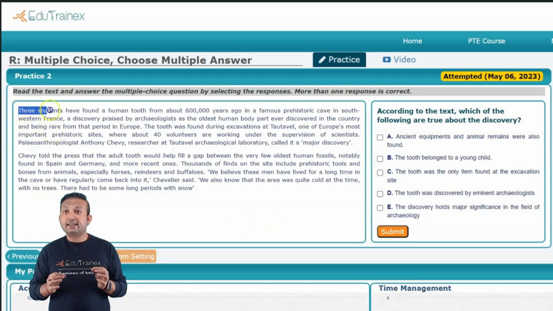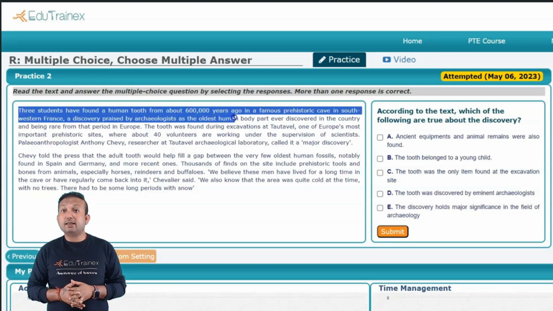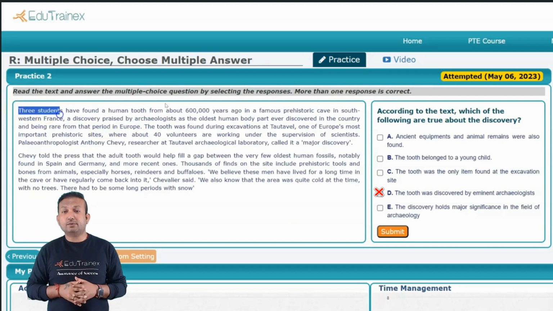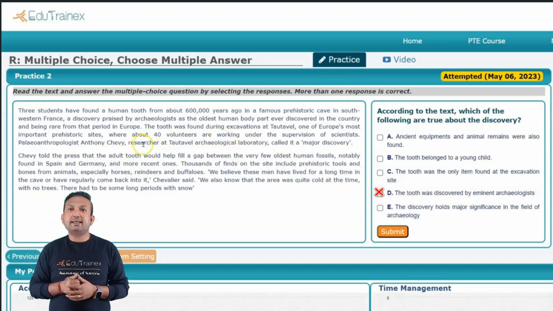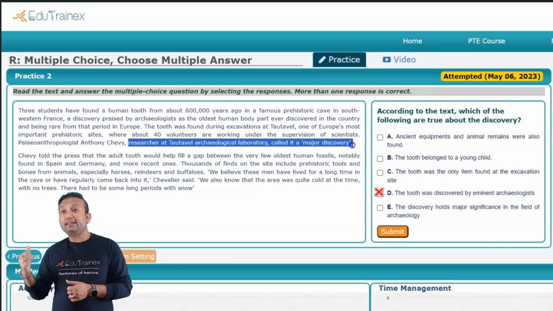The first sentence says, 3 students have found a human tooth, blah blah blah, a discovery praised by the archaeologists as the oldest human body part, and so on. So the first sentence itself eliminates option D, as it was discovered by 3 students, not archaeologists. Then we keep reading, and the last sentence of the first para says they have called it a major discovery, which makes option E as correct.